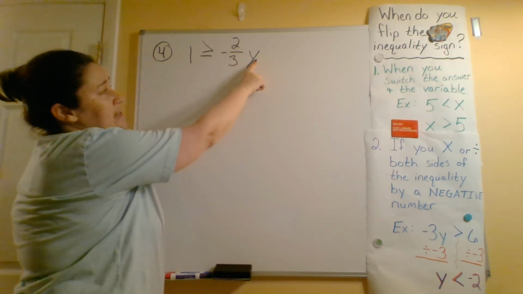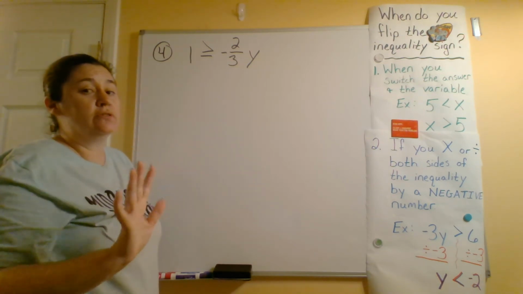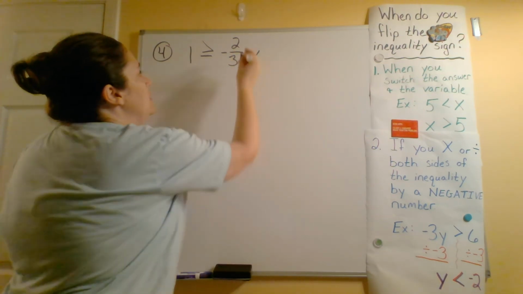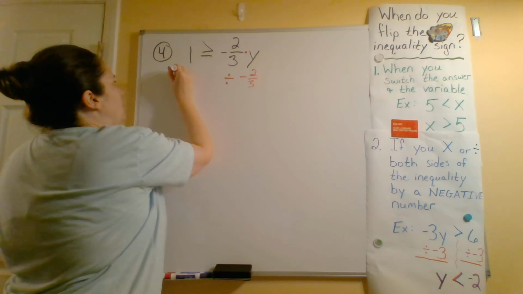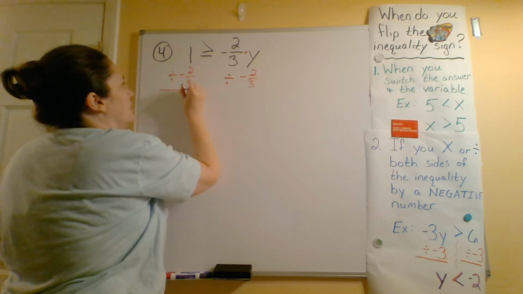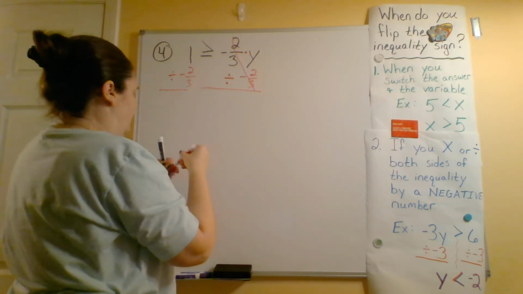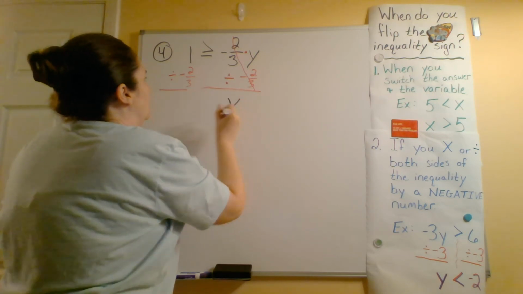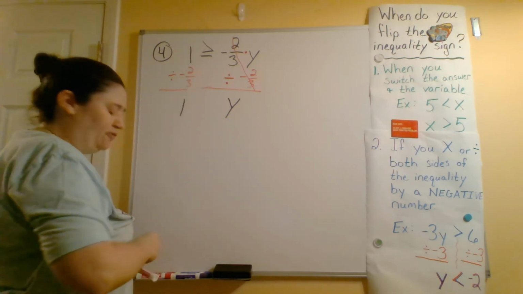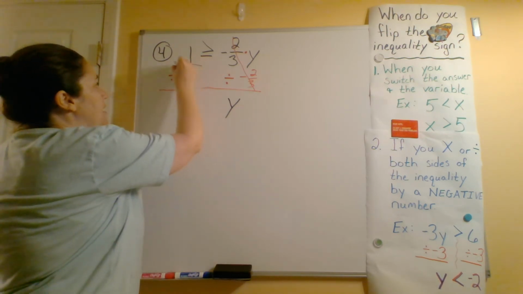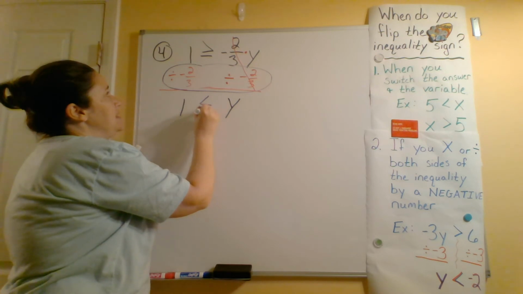First of all, we see what's being done to y. Y is being multiplied by a negative 2/3. Negative 2/3 is not being subtracted, it's being multiplied. So we have to divide by a negative 2/3. Over here, the negative 2/3 cross off, and you have y. Over here, you have 1. And then the sign in between them, do we need to flip it? I think yes. We just divided by a negative number. That means we have to flip the sign and make it less than or equal to.